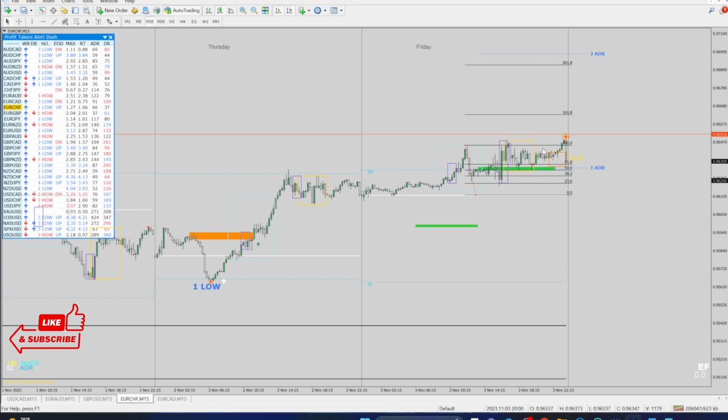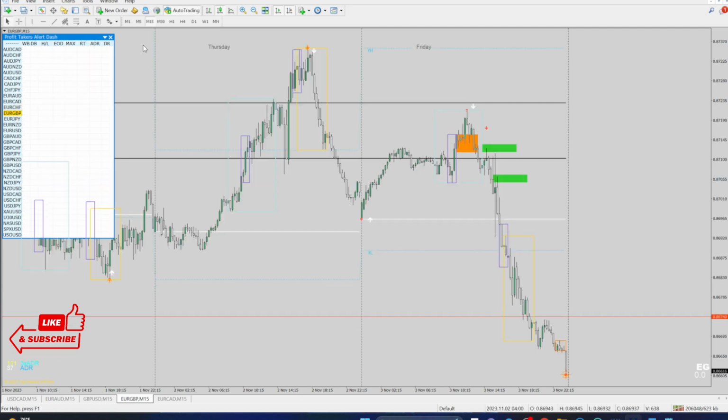So here is the second example of how day 2 can just go flat. And what we want to do now is just wait for day 3 for our trend trade. We have one more, guys, and then we'll hop on to the day 0 trades that were not day 2s. And that is Euro GBP.